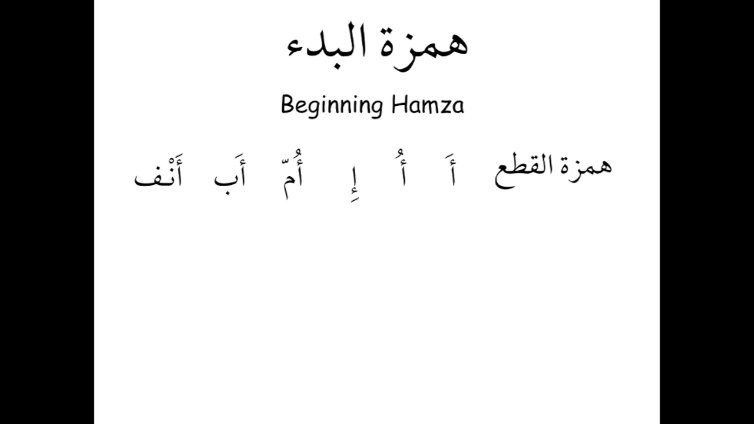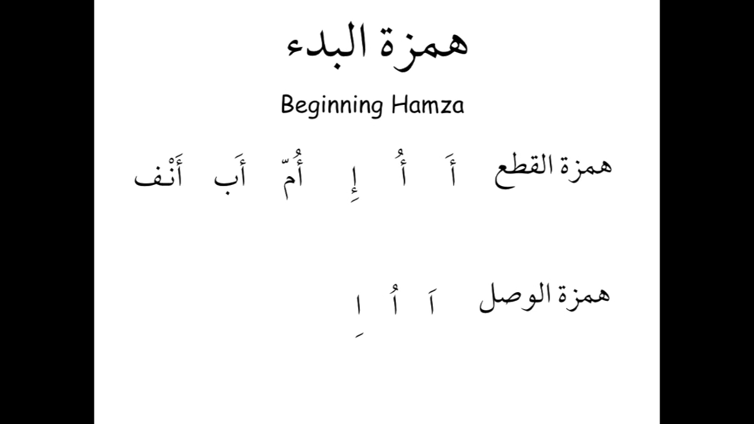Then the second type of a beginning hamza is hamzat al-wasl. Hamzat al-wasl we write exactly like an alif, but without the hamza. But we keep the vowels. Hamzat al-wasl is pronounced exactly like Hamzat al-qata'. It's a consonant modified by a vowel, so it sounds a, u, or e. The only difference we're going to go over in the next slide.